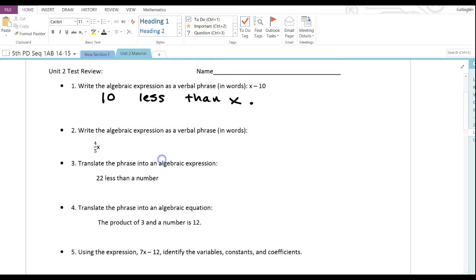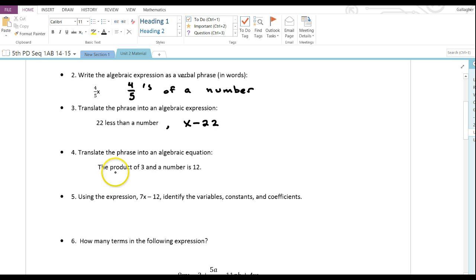Problem number two, write the algebraic expression as a verbal phrase. I'm going to say this is 4/5 of a number. Problem number three, 22 less than a number is going to be x minus 22.